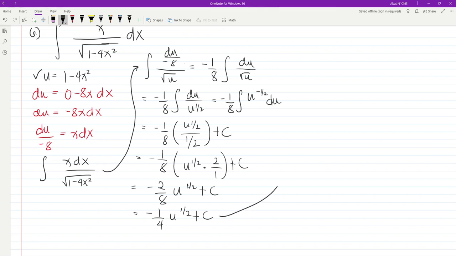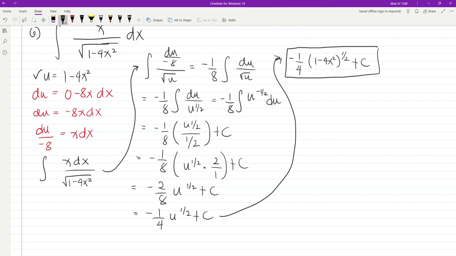Okay, we are done integrating, but we need to do what? Substitute the u back to its original variable. So we have negative 1 all over 4, and then, what is our u? Our u is 1 minus 4x squared. So 1 minus 4x squared raised to 1/2 plus c. This can be the answer. Or we can express this 1/2 in terms of its square root. So this is another possible answer if we are going to express our answer in terms of radicals.